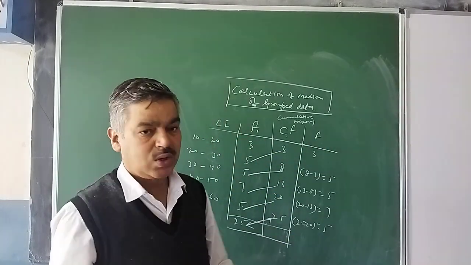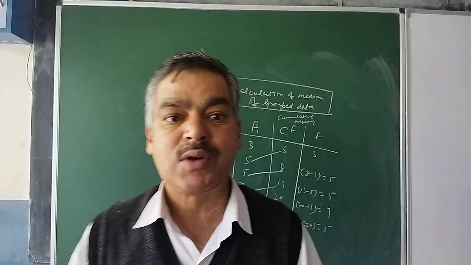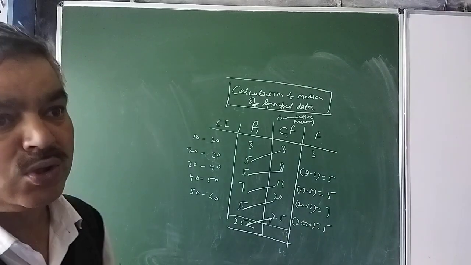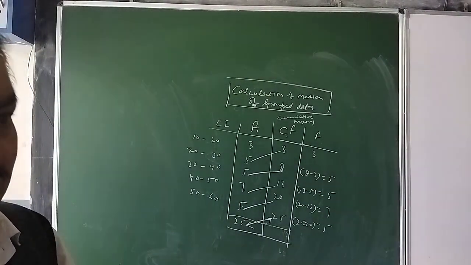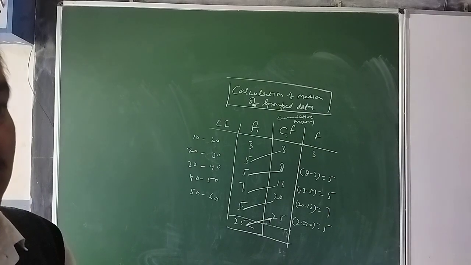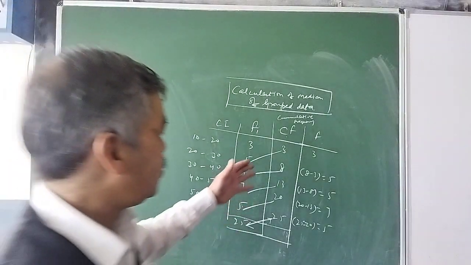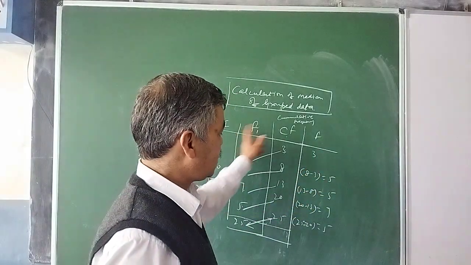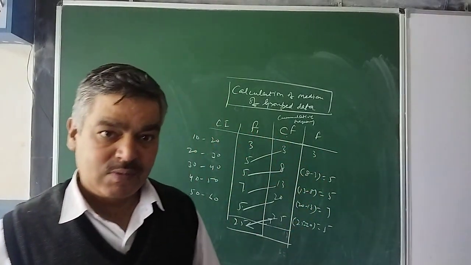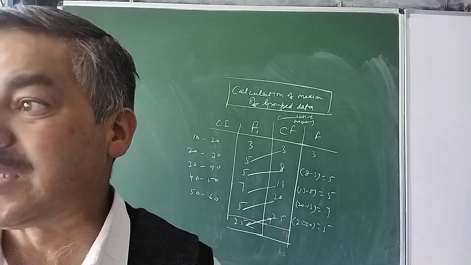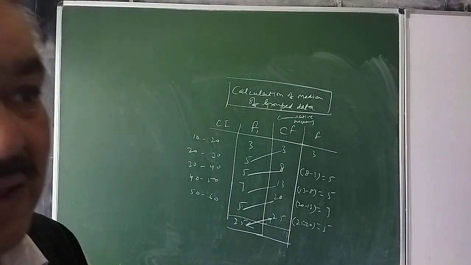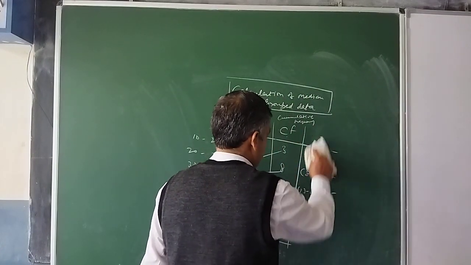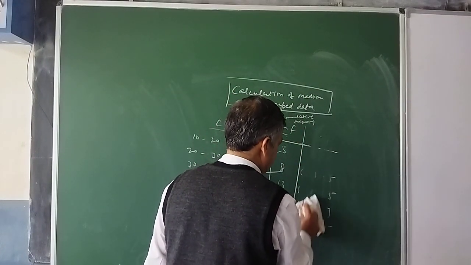So you need to keep a watch whether you are given the frequencies. Then you have to convert that frequency into cumulative frequency. If the cumulative frequencies are given, then you need to change that cumulative frequency into frequency. Through this example, I made it clear how to convert the frequencies into cumulative frequency and vice versa. Once you have done that, this task is over.